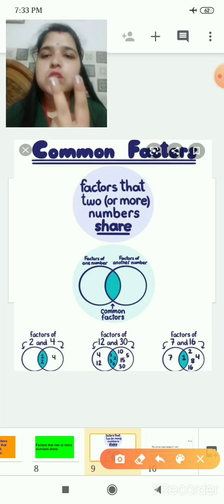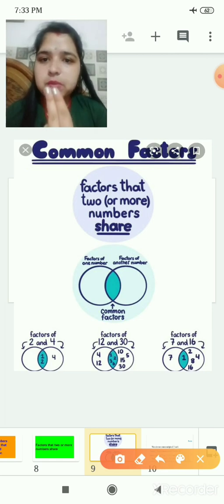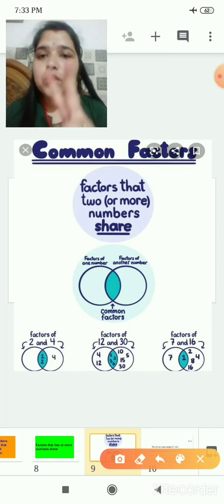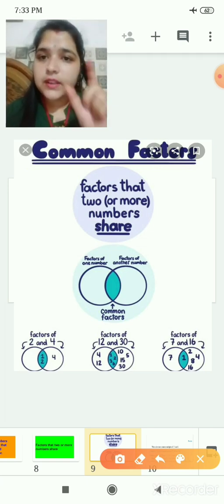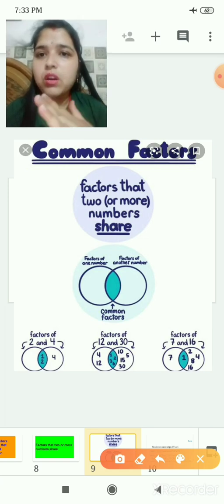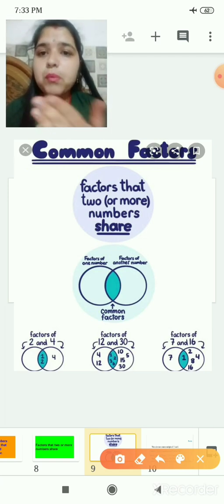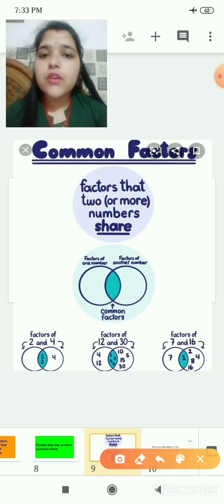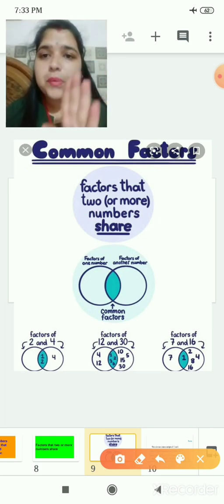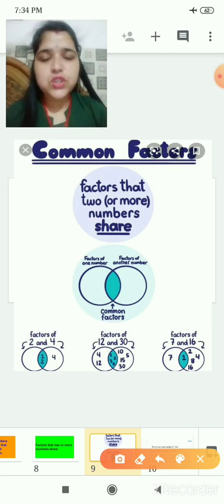So which is the common one both are having? That is Dairy Milk. Same way, that Dairy Milk they are giving to another friend, so Dairy Milk is the common factor for both the friends. Factors that two or more numbers share, they have shared with their friend. The common thing which they were having, they have shared that.